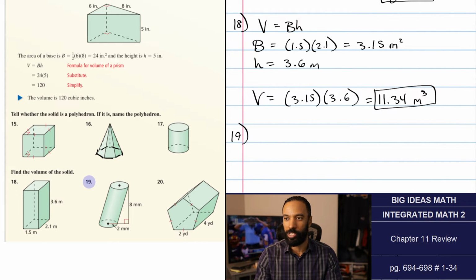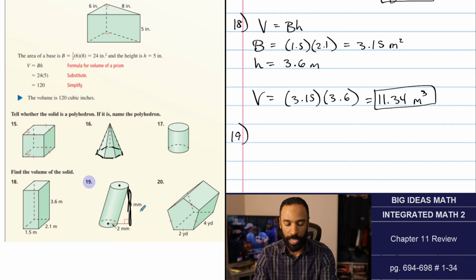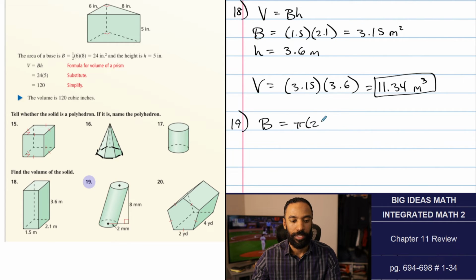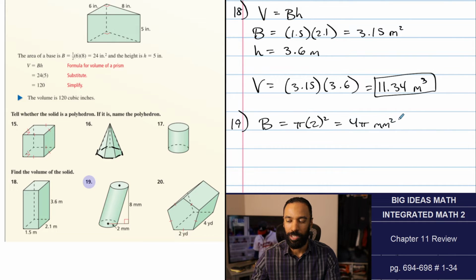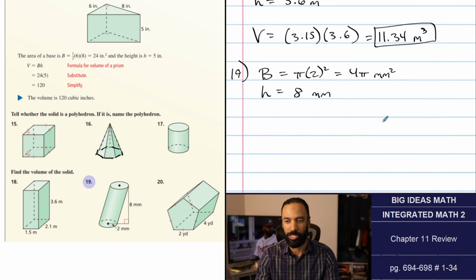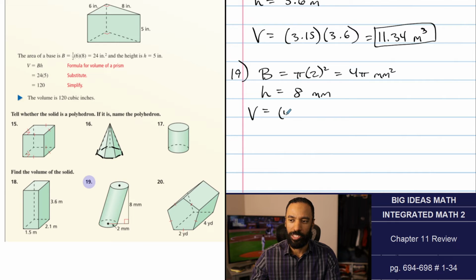Number 19, we have a cylinder. It's an oblique cylinder, but still a cylinder. The height is the distance between your bases. That's the perpendicular distance between your bases, just like anything else. So it's still 8. So cylinder volume is still area of base times height. The area of the base is pi r squared. Radius is 2, so we got 4 pi square millimeters for area of base. The height is indeed 8 millimeters. No Pythagorean theorem to be had to find some sort of slant height. That's not how this works. So the volume is area of base times height, which is 32 pi cubic millimeters exactly.